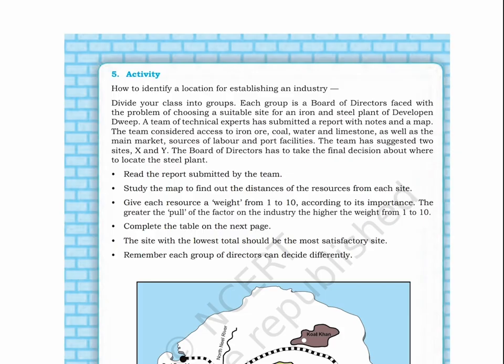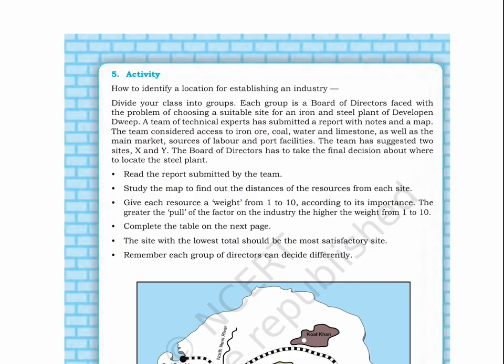The team considered access to iron ore, coal, water, and limestone, as well as the main market, sources of labor, and port facilities. The team has suggested two sites, X and Y. The board of directors has to take the final decision about where to locate the steel plant.